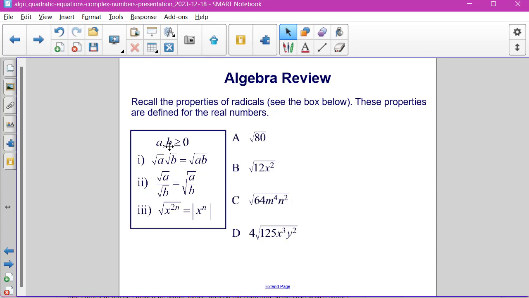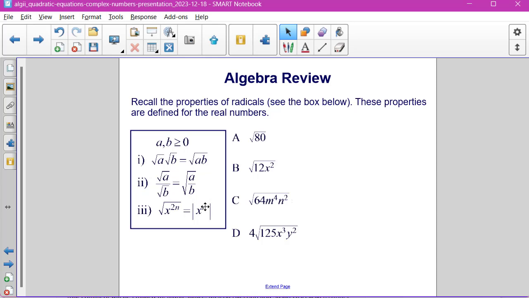For a values and b values that are greater than or equal to 0, the square root of a times the square root of b is equal to the square root of a times b. The second property is the square root of a divided by the square root of b can also be rewritten as the square root of a divided by b. And the third property is the square root of x raised to the 2n power, meaning it's an even power, is equal to the absolute value of x to the n.